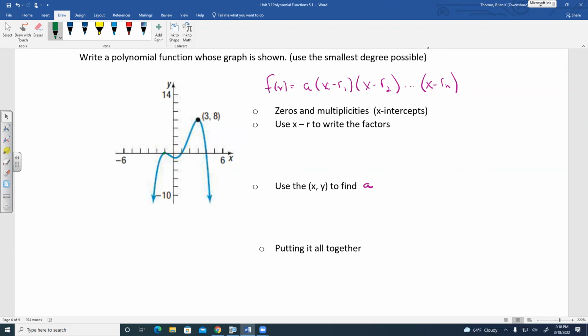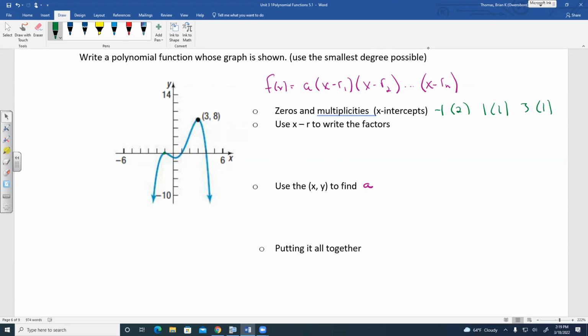So we have a -1 is a 0, and its multiplicity is a 2 because it touches. The other 0 is a 1, and its multiplicity is a 1. And then the other 0 is a 3, and its multiplicity is also 1 since it just crosses.